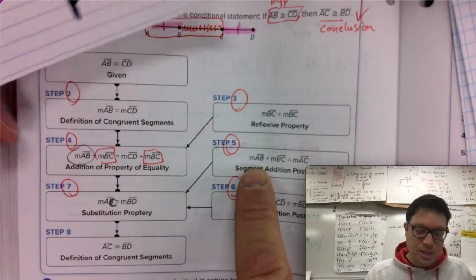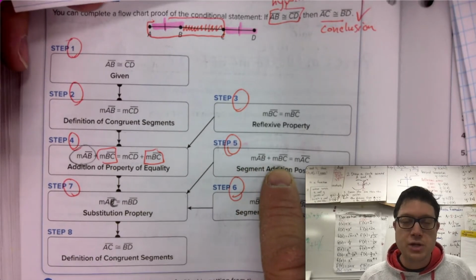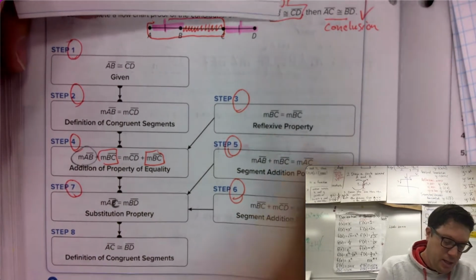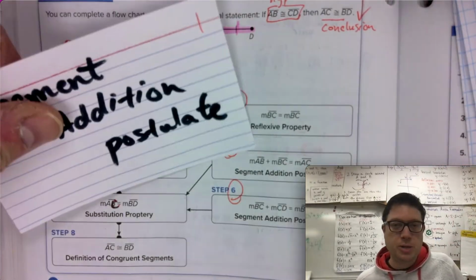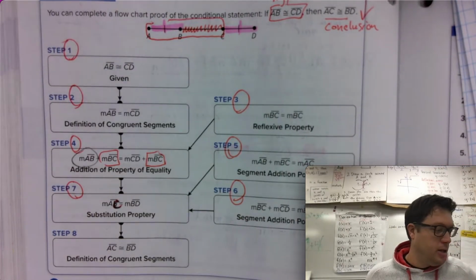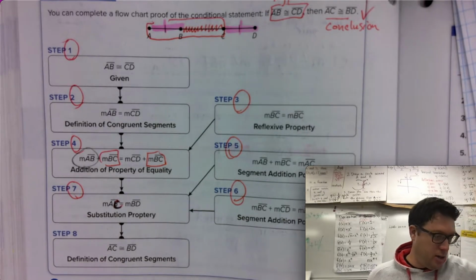Segment addition postulate, that's used to say the measure of AB plus the measure of BC equals the measure of AC, which is why this is a typo. So the segment addition postulate is used. Put a tally on it, set it aside. Okay, what else have we used here?